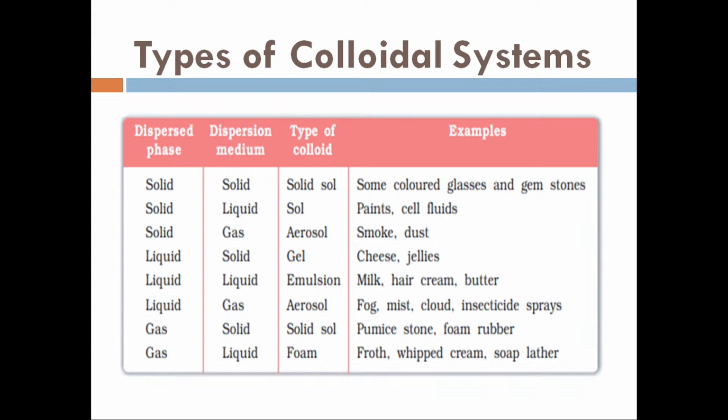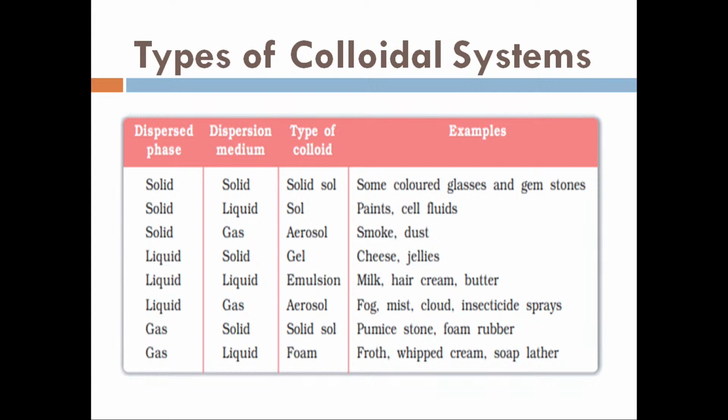If I talk about the second category, when solid is dispersed in liquid, it is commonly called sol. So the paints which you are using at home, and cellular fluids present in our body, are all called sol. You must consider the spelling of sol: it is S-O-L, it is not S-O-U-L, and it is not even S-O-L-E. So take care, when solid is dispersed in liquid, it is called sol.